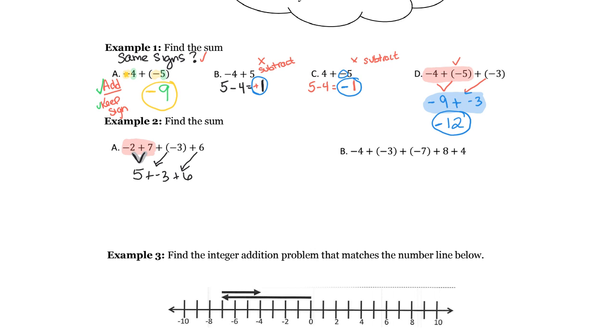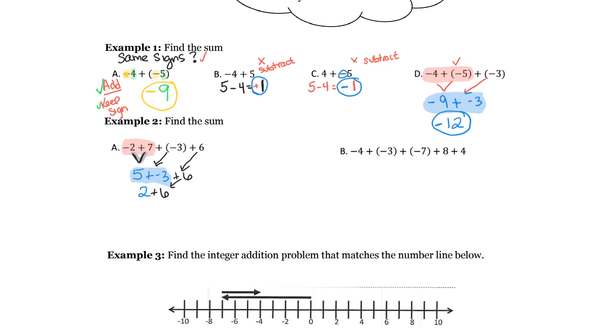Okay? Now we're looking at this set of problems. Let's just focus on 5 plus negative 3. Are they the same sign? No. So different sign, subtract. So what is 5 minus 3? 5 minus 3 is 2. What sign does 5 have? 5 is positive. So 2 stays positive. And again, we just bring 6 down.